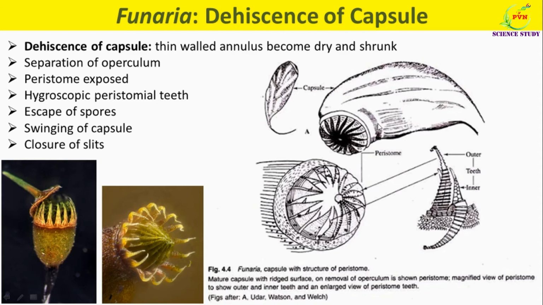When the atmosphere is moist, the teeth absorb moisture, increase in size and bend inward with their tips inserted into the gaps between the inner peristome, resulting in the closure of the slit. This prevents the escape of the spores in wet weather.